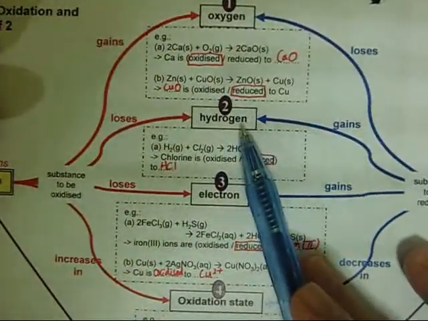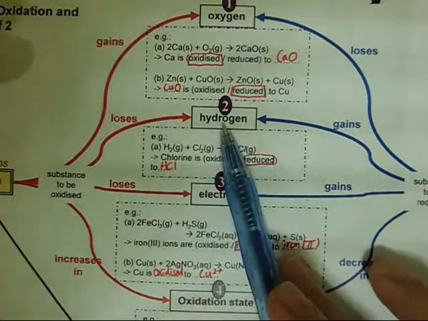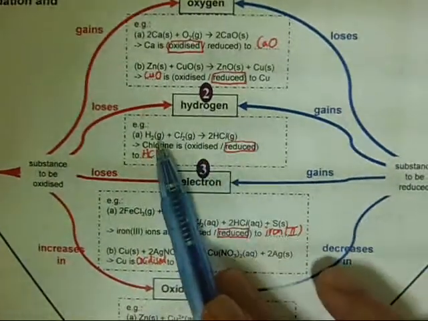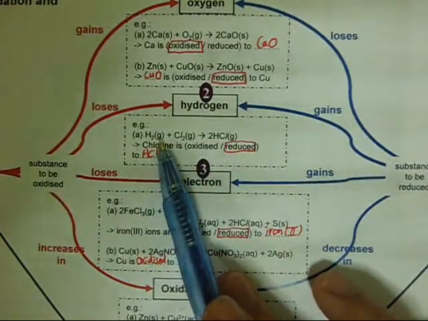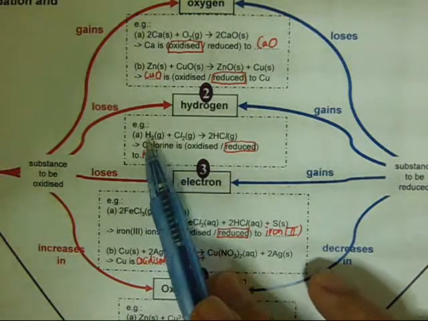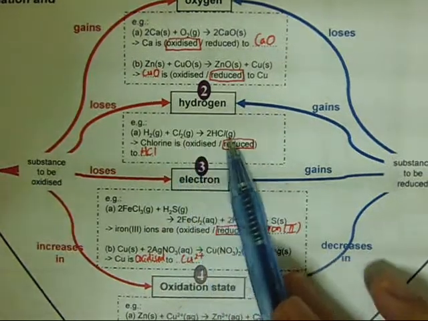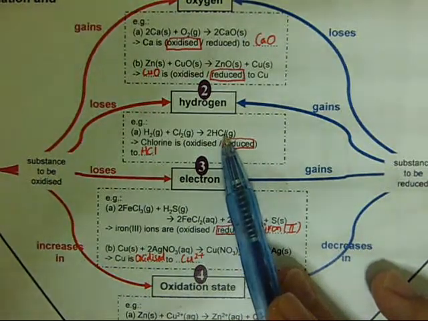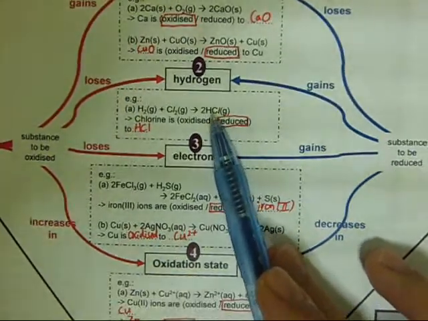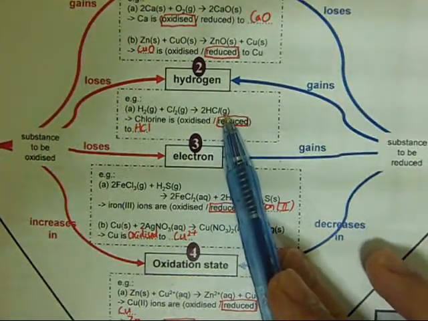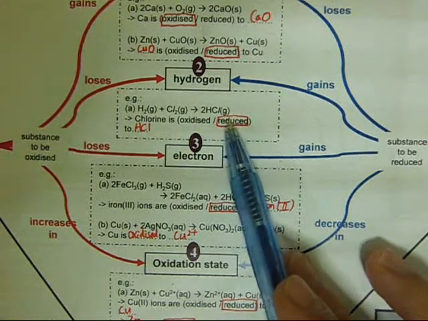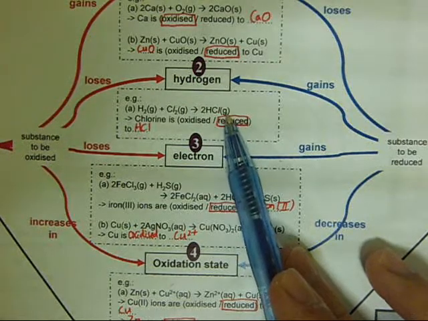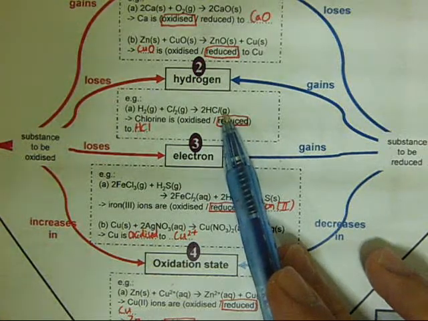Now let's look at hydrogen. Loss of hydrogen means oxidation. An example is this chemical reaction: hydrogen and chlorine react to form hydrogen chloride. Now this HCl is not hydrochloric acid. Hydrochloric acid must be HCl with aqueous, aq. HCl gas is actually hydrogen chloride gas. So this part you have to take note of.